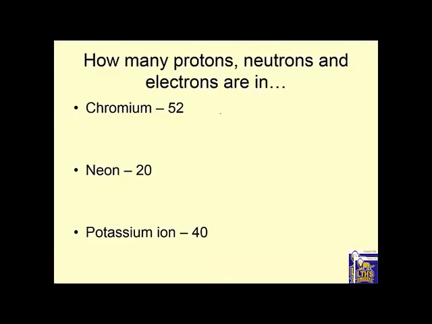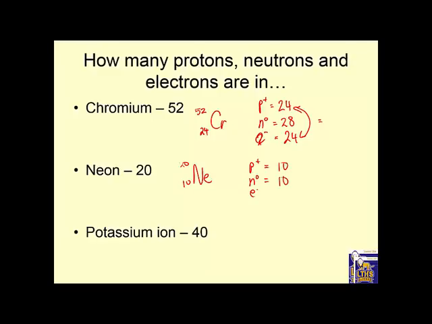Okay. How many protons, neutrons, electrons are in this? Well, this says chromium 52. So I go to the periodic table, look up chromium's symbol and its atomic number, and then I know 52 is the mass number. So there are 24 protons. 52 minus 24 is 28 neutrons. And then electrons, 24. These are equal because it's neutral. In the next one, symbol Ne, the mass number is 20, atomic number is 10. So this one, there's 10 protons, there's 10 neutrons, and there's 10 electrons.